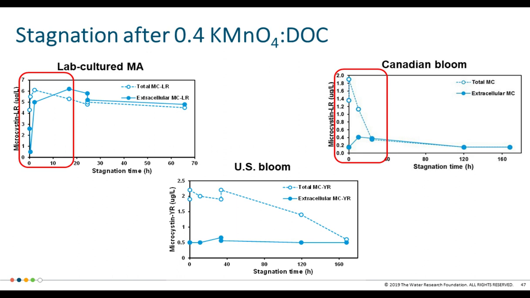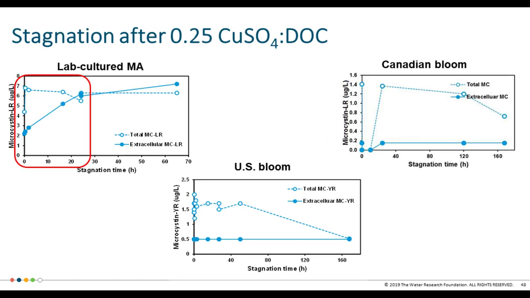When we look at permanganate, we do see delayed release. So this was an oxidant DOC ratio where we didn't see much release in the 20-minute exposures we were looking at, but we can see in the lab cultured here, although we did not have release at 20 minutes, we did have release of that cyanotoxin within 2 hours. And also when we look at the Canadian bloom, we see that there was some release happening within 15 hours there.